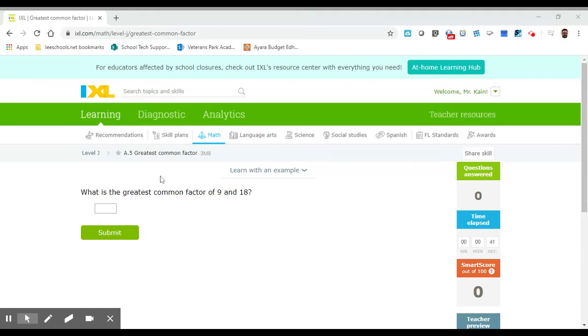Okay, we're going to review greatest common factor. This is the code 3M8 on your 8th grade IXL. So, what is the greatest common factor of 9 and 18? And greatest common factor is the same thing as the biggest same numbers that will multiply to 9 and 18.